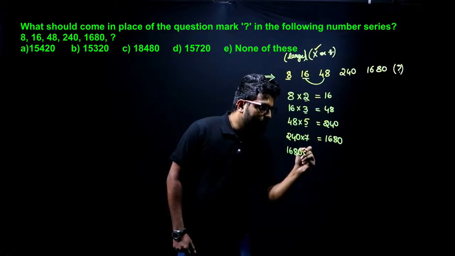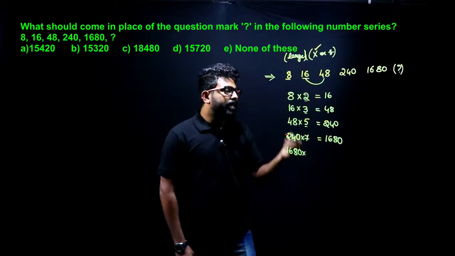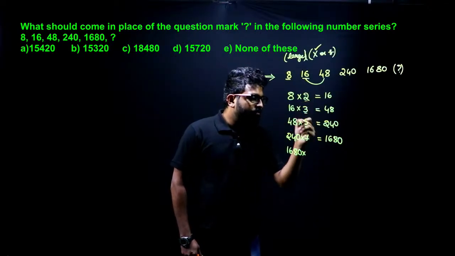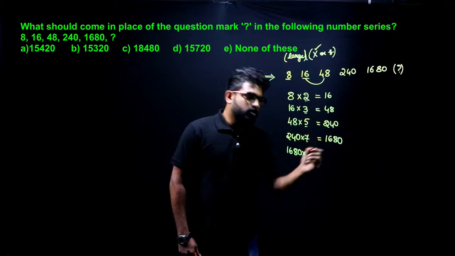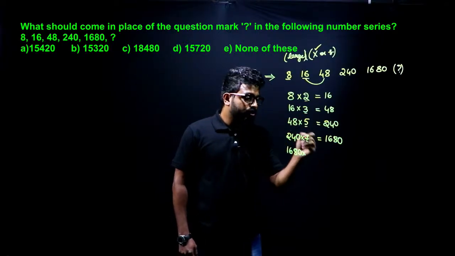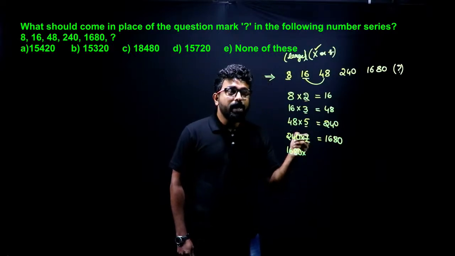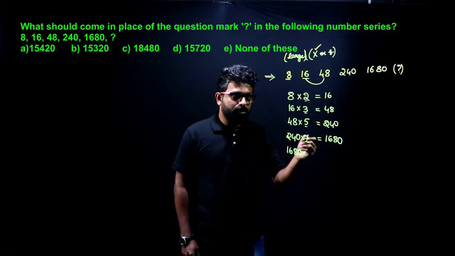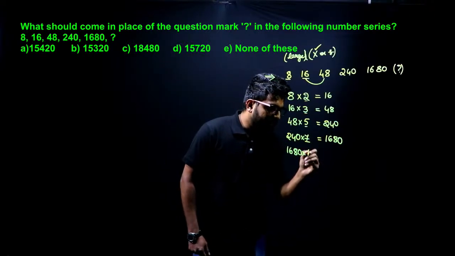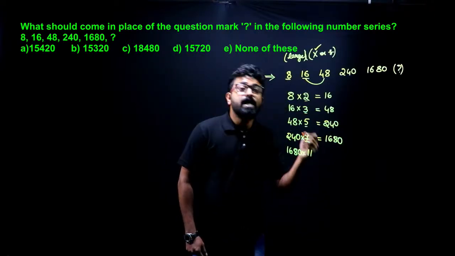1680 into, is it 9? Generally what people do is they multiply it with 9, because 3, 5, 7 are odd numbers, so they'll take it as 9. But be careful, people, you should not multiply it with 9. Why? 9 is not a prime number. So you need to multiply 1680 with 11. My next prime number after 7 is 11.